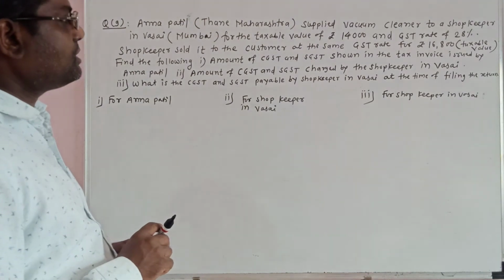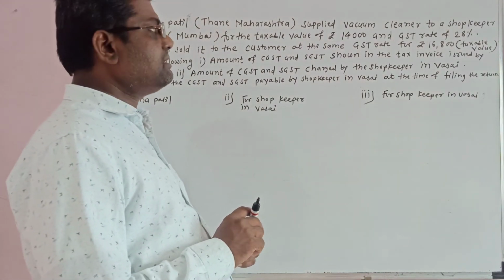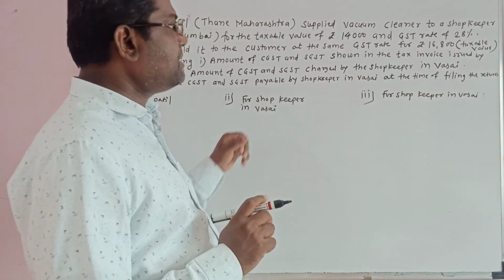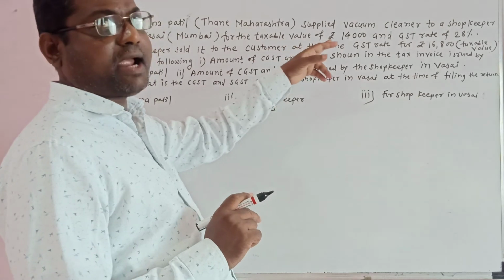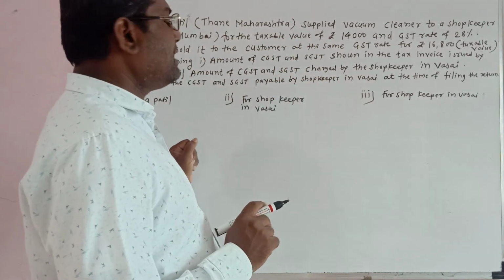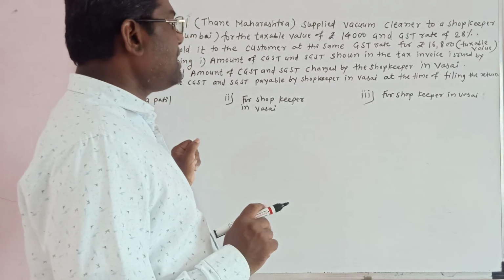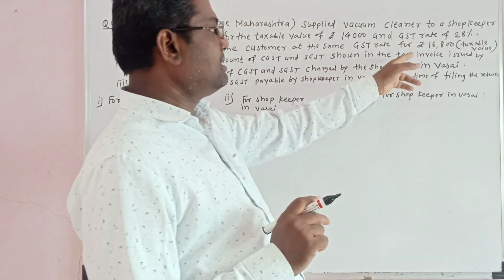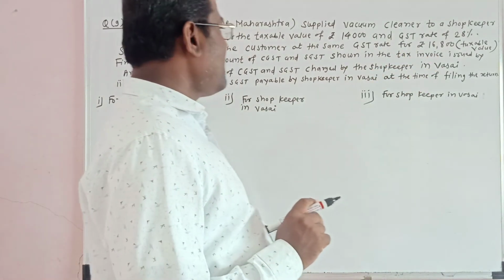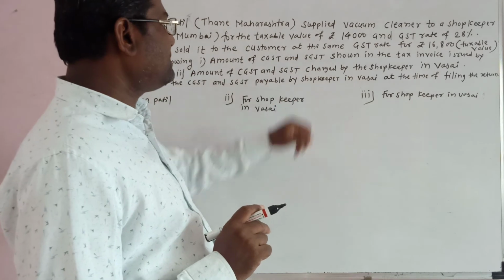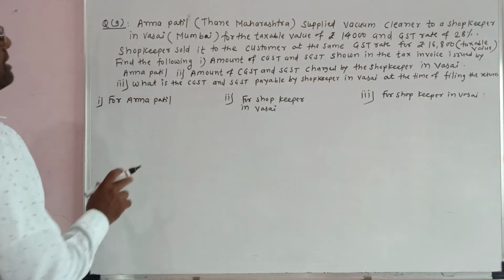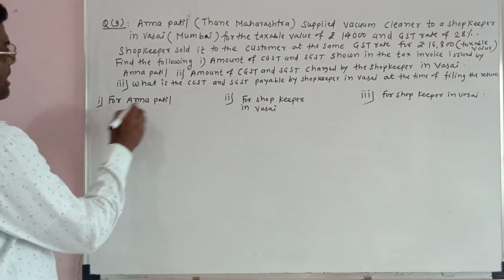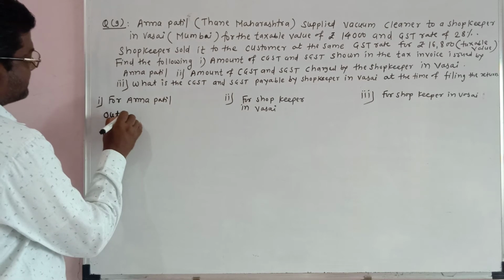To show the value of GST in the tax invoice, that GST is to be calculated on the taxable value, that is at the time of a sale, that is the output tax. We have to consider the output tax as the GST to show in the tax invoice, and then we have to find the CGST and SGST. So for Anna Patil we will find the output tax.